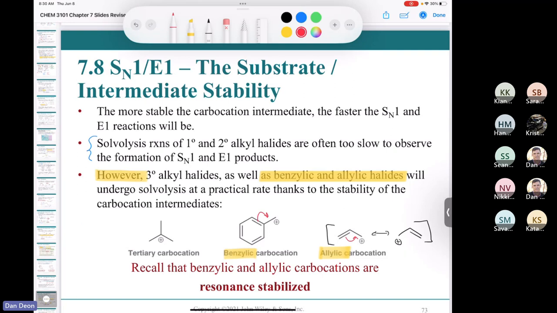Give me a thumbs up if you're with me on benzylic and allylic can react via an SN1. Why? Because you get stable carbocations. Yeah, okay. And again, they're stabilized by resonance. They're stabilized a different way than tertiary, but they are still stable.